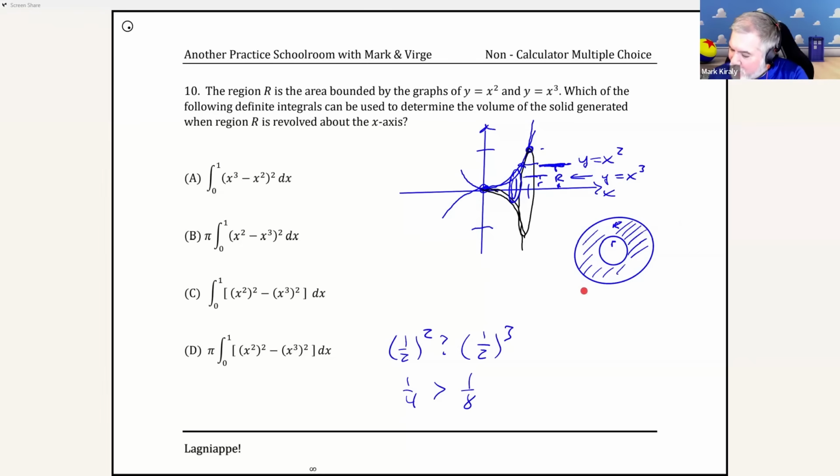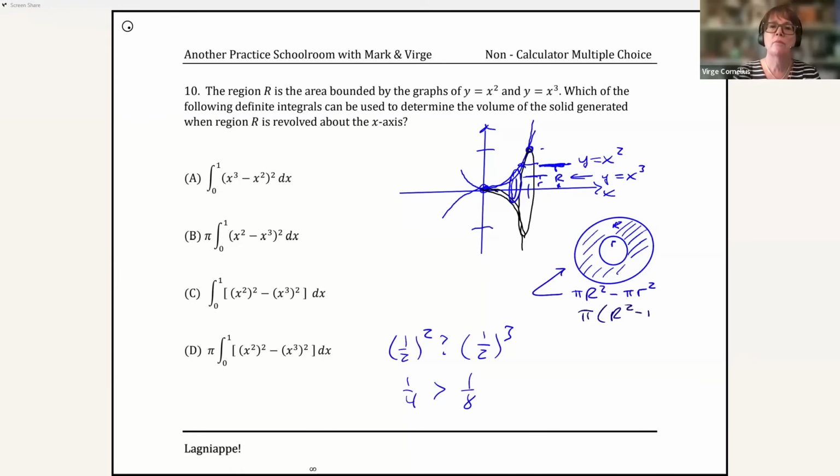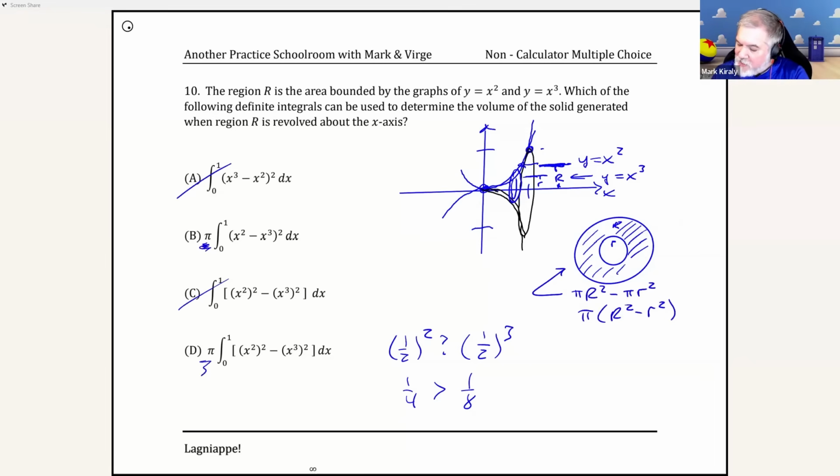The other reason I drew this washer, and I wouldn't necessarily draw the washer when I'm doing this problem, is that it's pi r squared minus pi r squared. It's the big circle minus the little circle, and they have a pi in common. So I'm looking for that form. C and A are gone. I want the pi, and I want this squared minus squared form. On this one, I only have that square in one spot. B's looking really good. There's my big r squared, or my x squared squared, and that's my little r squared, or my x cubed squared.